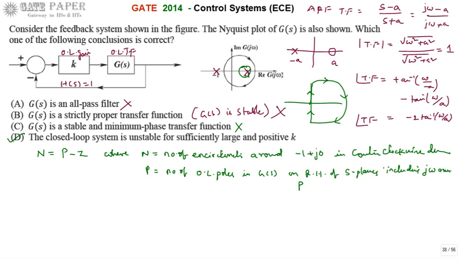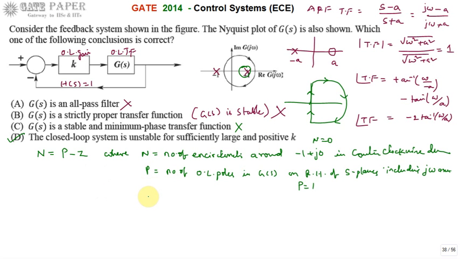So for the given function P is equal to 1. And the number of encirclements around minus 1 plus j0: since the plot is not encircling minus 1 plus j0, N is equal to 0. So N is equal to 0 from this Nyquist plot, and P from the open loop poles of G of S is 1, as there is a pole on the right half of S-plane.